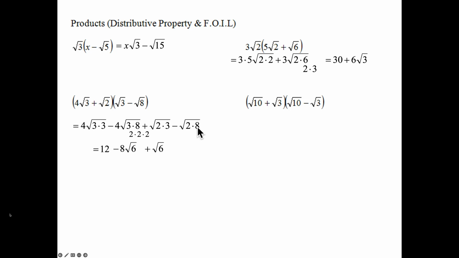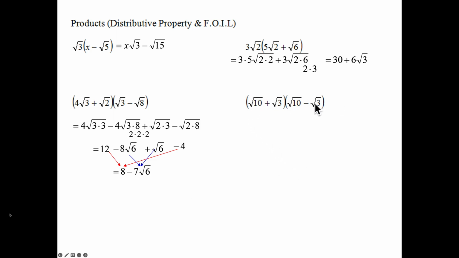2 times 8, that's going to be 16, so the square root of 16 would be a minus 4. 12 minus 4, we can combine that together to be the 8. Negative 8 radical 6 plus 1 radical 6, or square root of 6, minus 7 square root of 6. And again, type this in, type that in, decimal representation should match.